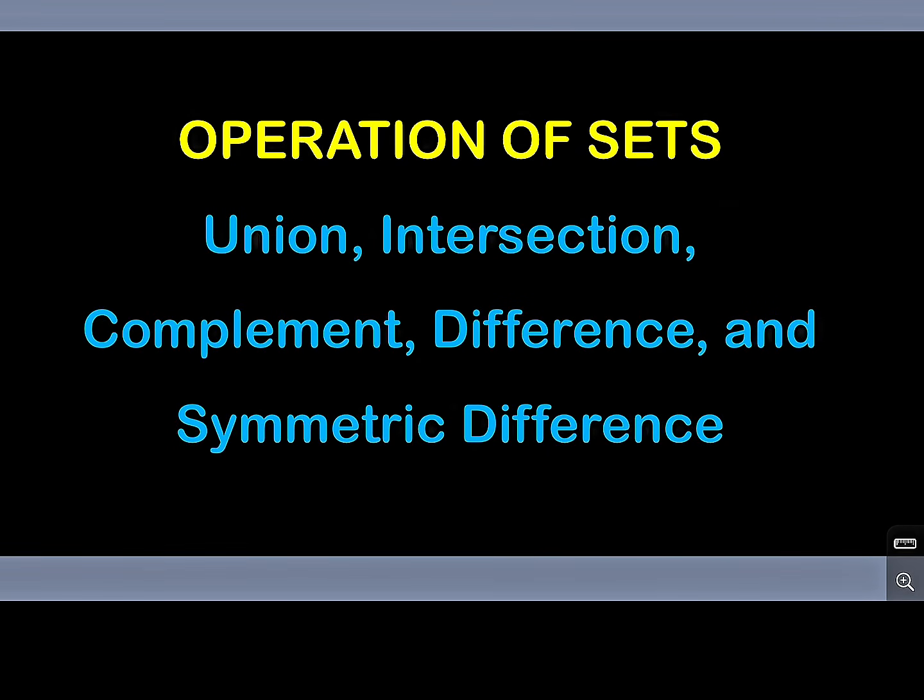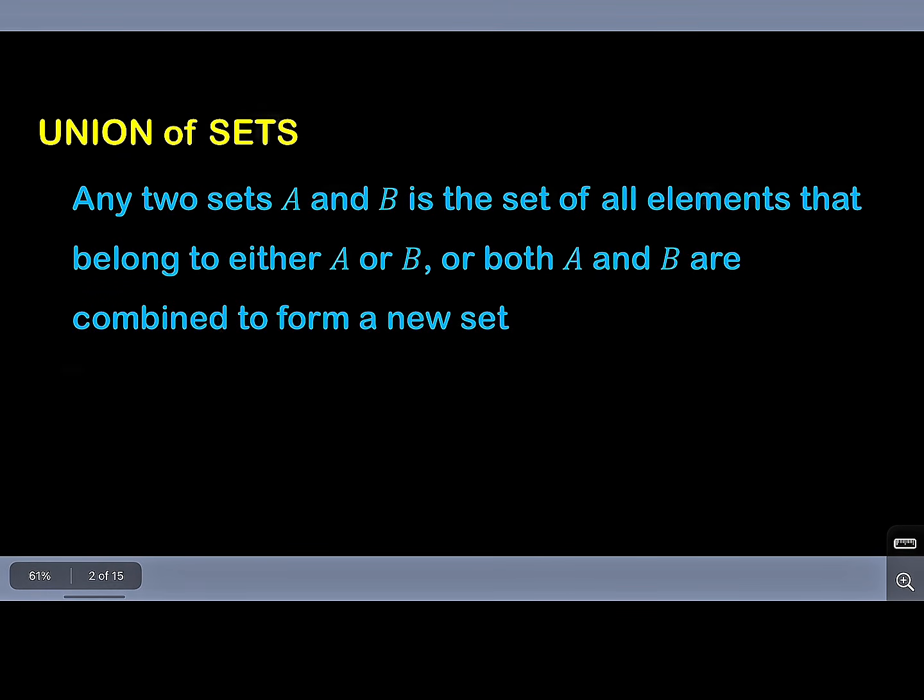Good day, everyone. Today we will discuss another topic about sets. We will focus only on union, intersection, complement, difference, and symmetric difference of sets.